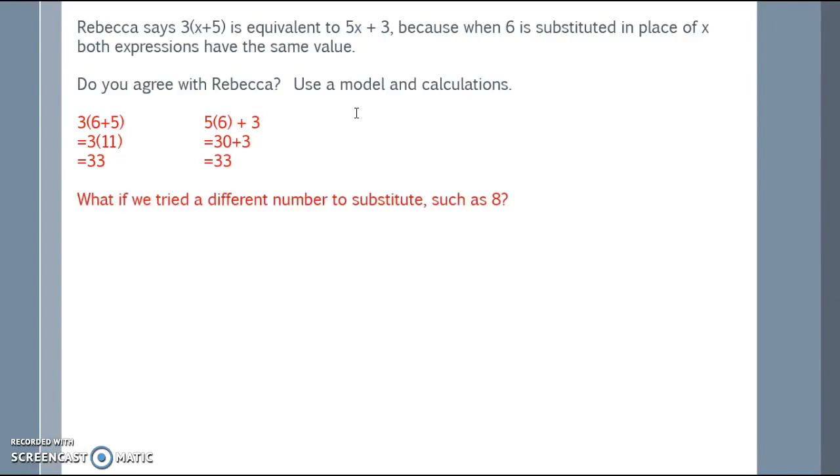What if we tried a different number to substitute, such as 8? So if I replace x in each expression with 8, I end up with 39 and 43. Those don't work, so let's try using a model.